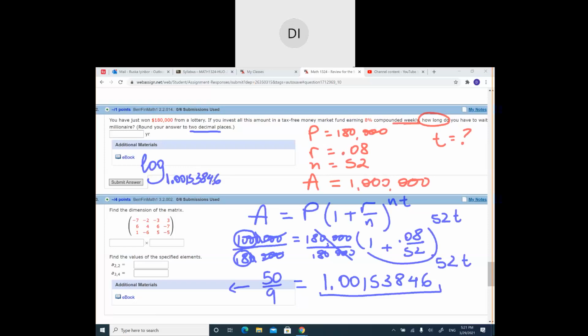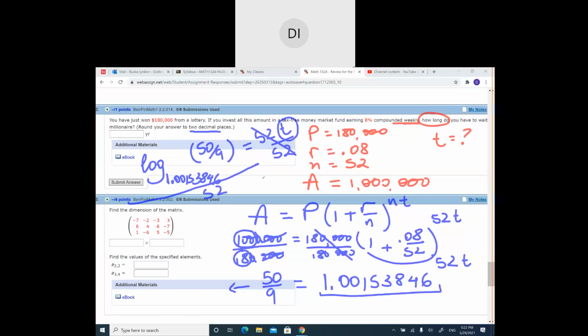And then of 50 over 9 equals 52t. And then in order to get t by itself, I have to divide by 52. So all these logarithms have to be over 52 to cancel and get t by itself.